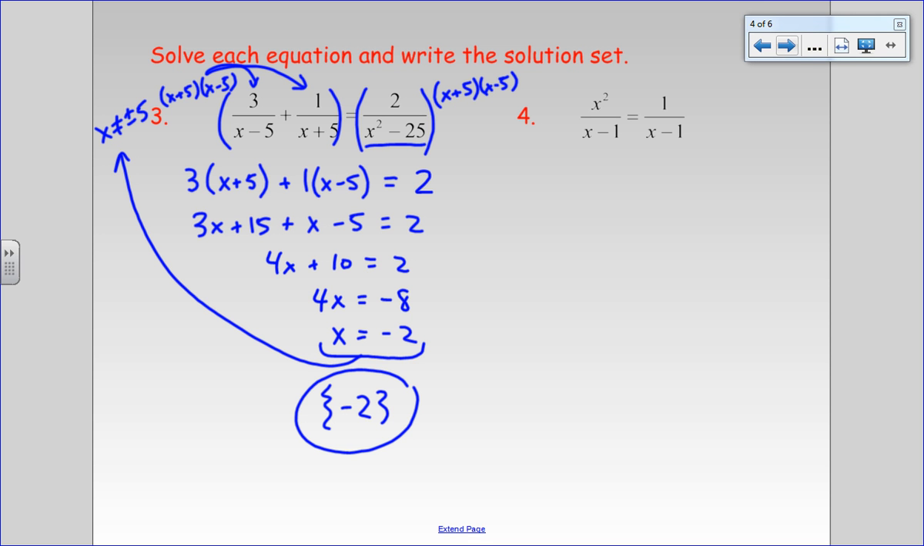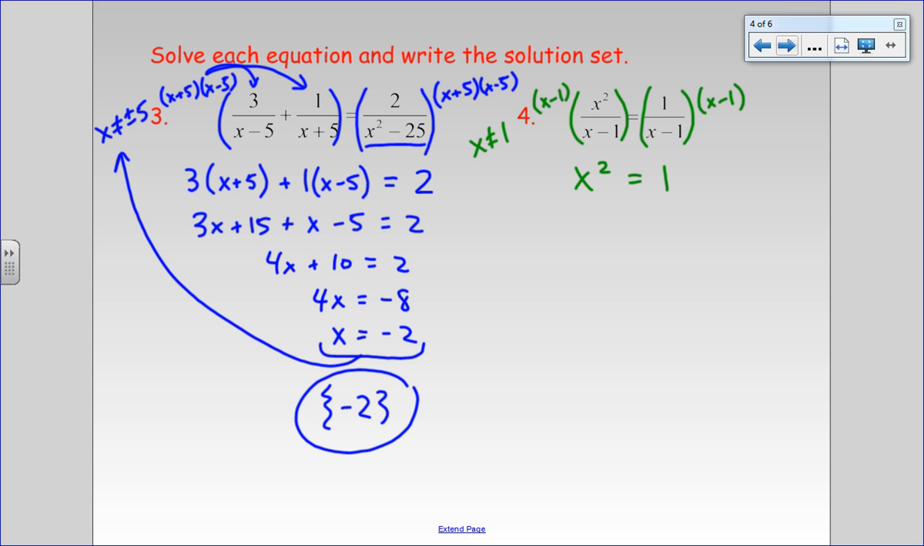One final example, in problem 4, note that there's only one common denominator here, the binomial x minus 1. So we would say that there's one restriction, x cannot equal 1, and we would multiply both sides of the equation by that binomial x minus 1. Again, let's cancel as we go. On the left-hand side, the binomial x minus 1 in the numerator cancels with the binomial x minus 1 in the denominator, so we're just left with x squared. And on the right-hand side, once again, those binomials cancel, so we're just left with 1.